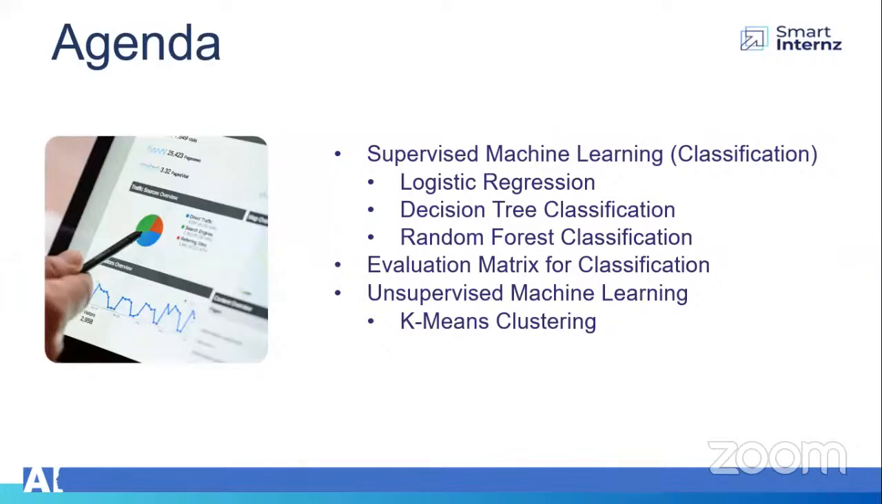In the classification, we'll be doing three algorithms, that is logistic regression, decision tree classification, and random forest classification. Also, we'll be learning about the evaluation metrics for classification algorithm. Then we have unsupervised machine learning algorithm, that is k-means clustering. So we will be going through the concept of k-means clustering. I hope the agenda for today's session is clear.